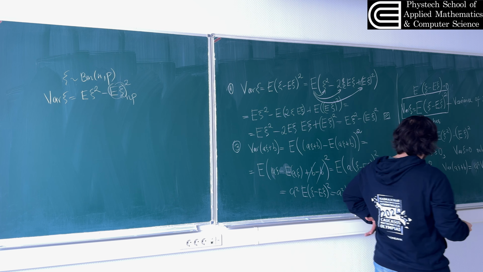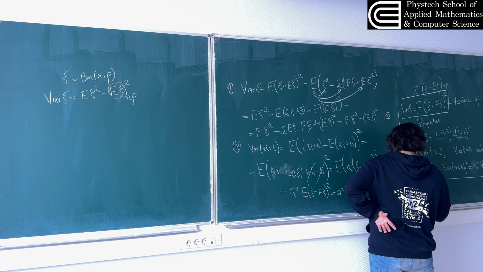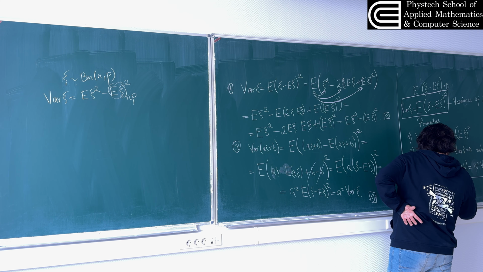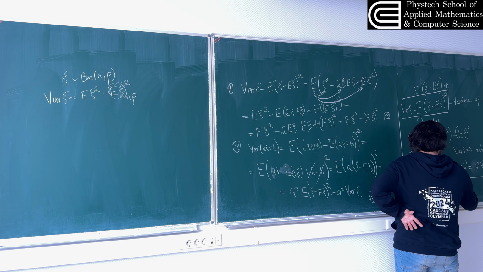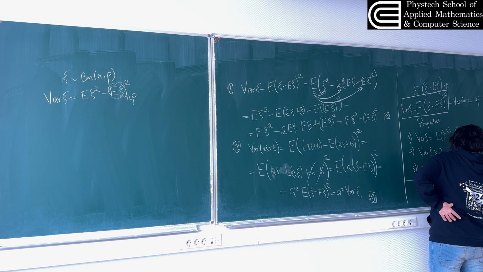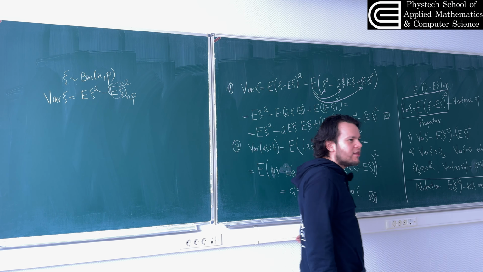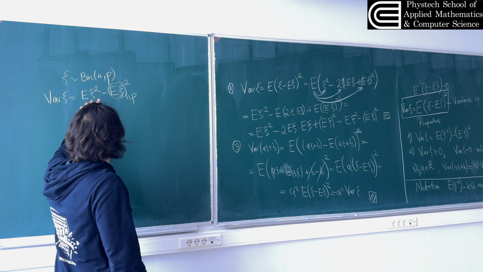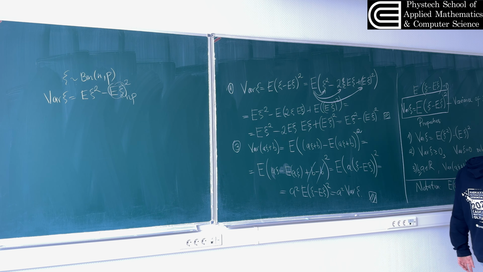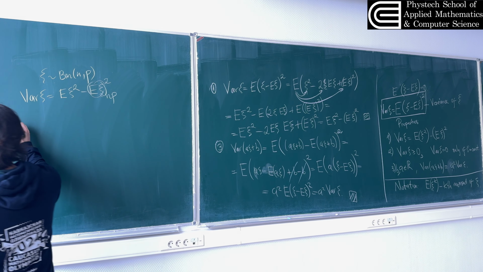And let me write something by the way. This is some notation. We call the expected value of xi to the power k the kth moment of xi. This is just the name, okay, the kth moment. So here we have the second moment of xi. We just need to compute the second moment of xi. How can we compute the second moment of xi? So let's do that right here.